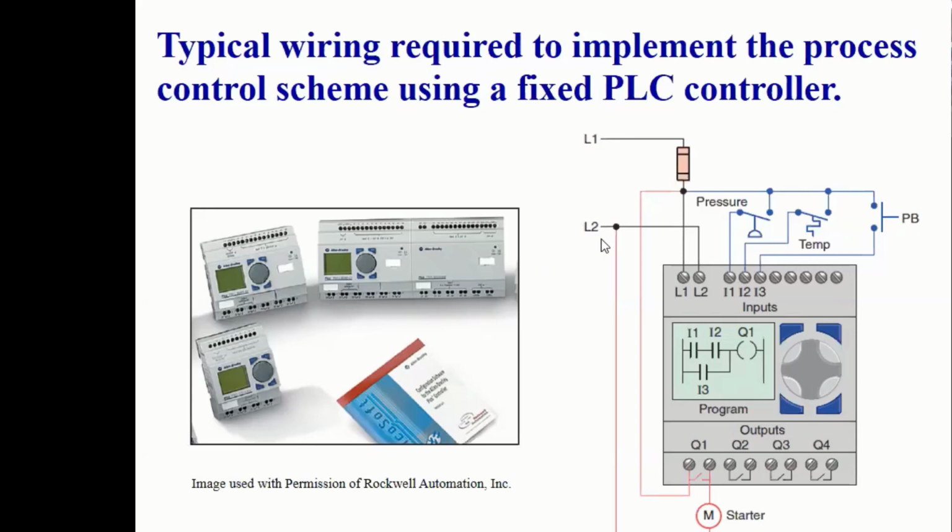We have line 1 that will be distributed across the Q1 point and feeding all the input elements into the corresponding inputs. Of course, the PLC itself needs to be powered. So notice that L1 goes to L1 and L2 goes to L2. Nothing happens if these two wires are not there. That's the main power line to the controller itself.